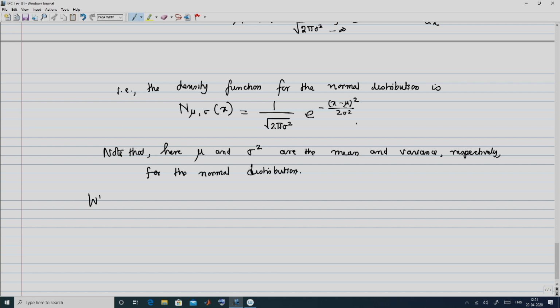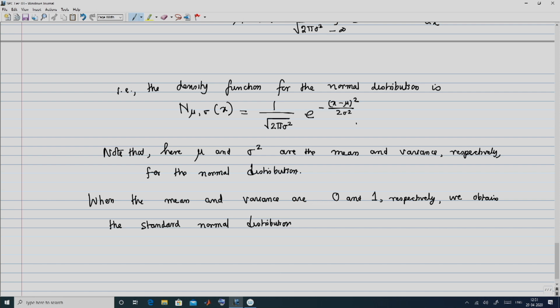So next we consider a particular case of this. So when the mean and variance are 0 and 1 respectively, we obtain what is known as the standard normal distribution. So naturally here it follows immediately from the general definition of the normal distribution.